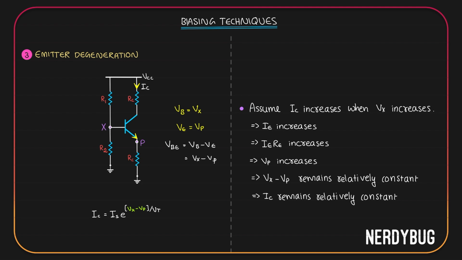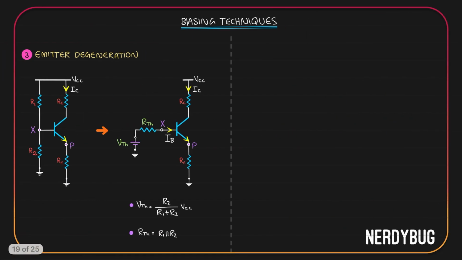Now that the idea is clear, let us do the analysis mathematically. The first thing I did is this. I took the voltage divider circuit and replaced it with its Thevenin equivalent circuit. We already did this, so I'm sure I don't have to explain it again. Here the Thevenin voltage will be R2 by R1 plus R2 times VCC. Thevenin resistance will be R1 parallel to R2.